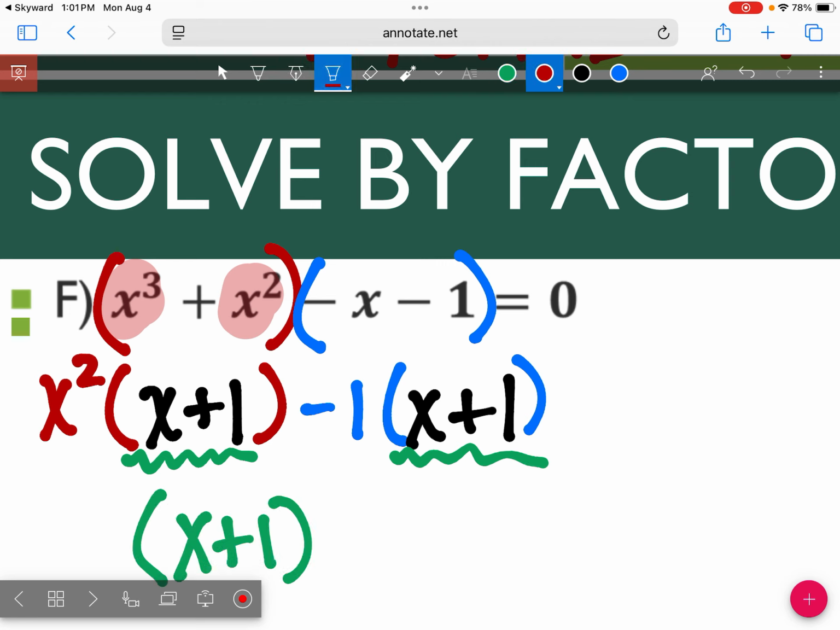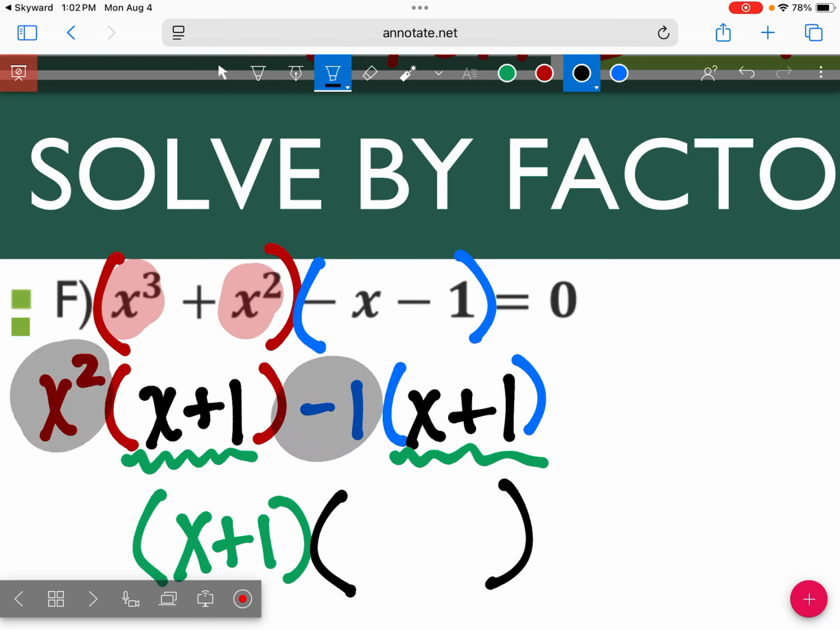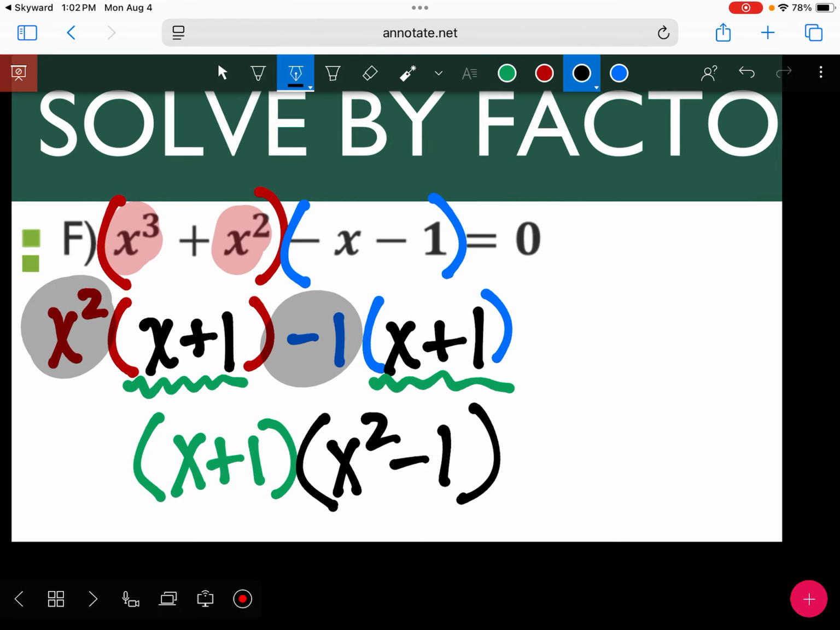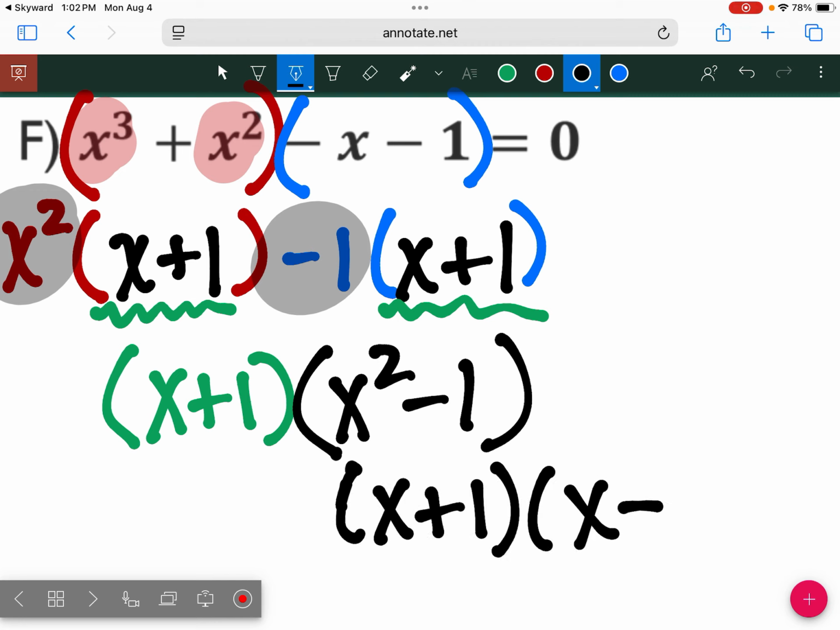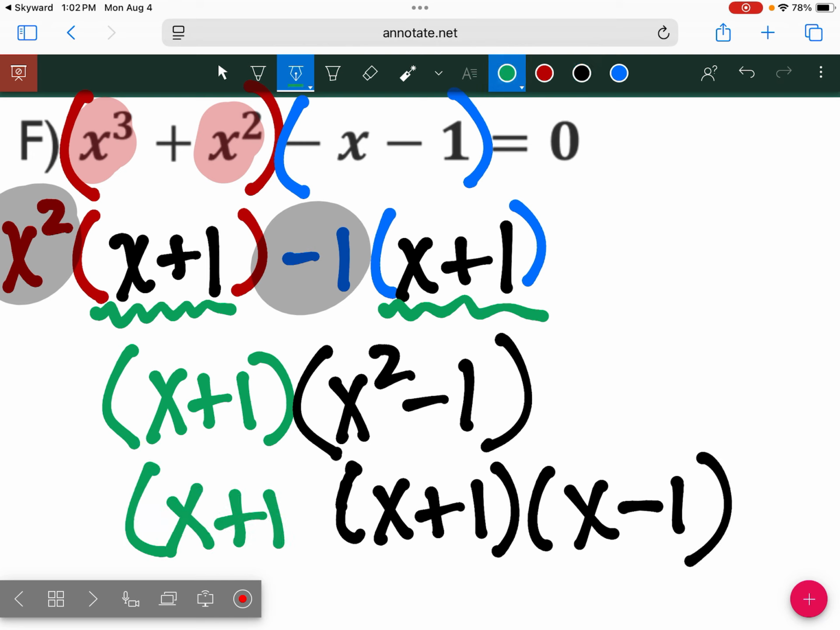And then my second factor is what I took out. So it would be the x squared and the minus 1. Let's go ahead and put that together. Now that factors down to a pattern. All right, so we got 3 factors. Go ahead and set all 3 of those equal to 0.